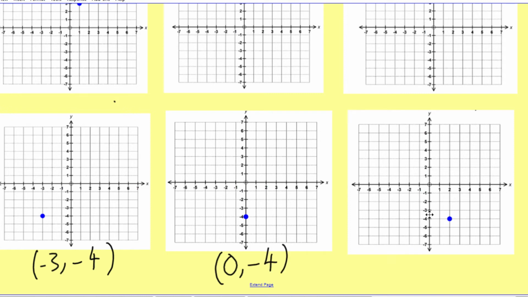And the final one, we've gone to positive 2, so we're going to write 2. And we've gone down to negative 4. So 2 on the x and the y is negative 4.